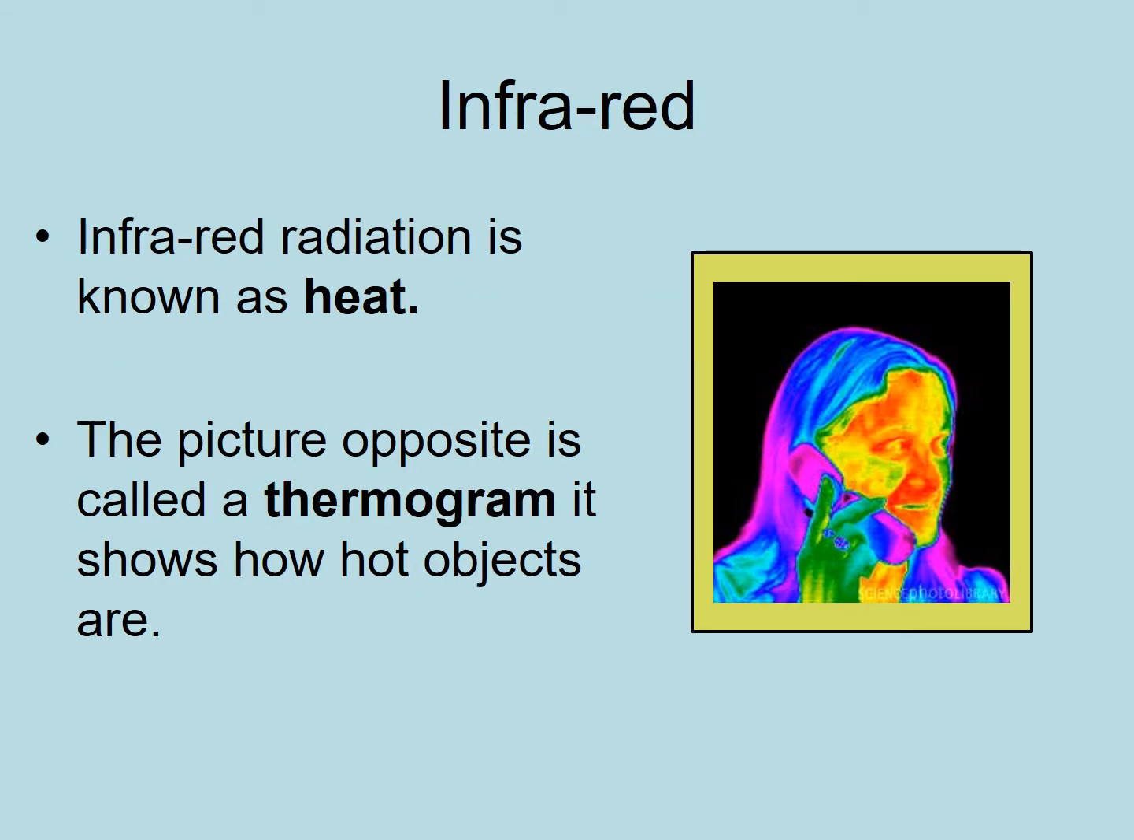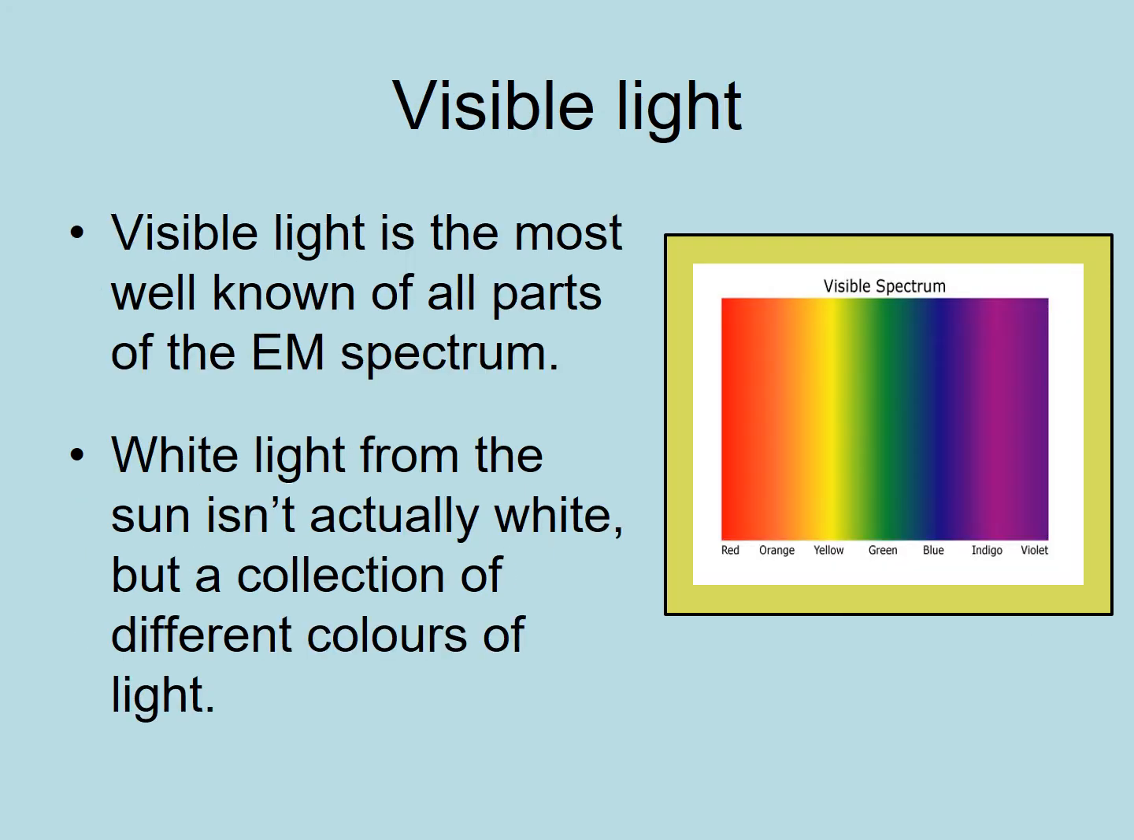Now we're looking at infrared radiation with even more energy. Infrared radiation is known as heat. The picture opposite is called a thermogram, showing how hot objects are. So next in line with more energy is visible light. It's the most well known of all parts of the EM spectrum. White light from the sun isn't actually white, but a collection of different colours of light.